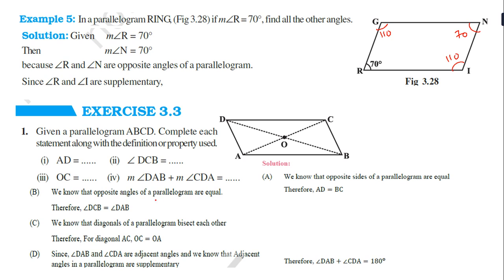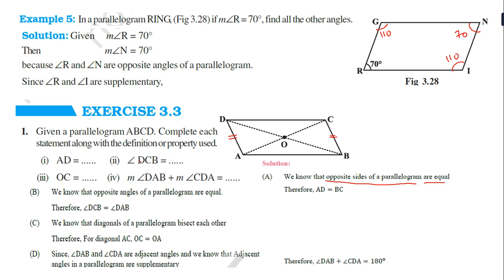Now we go for exercise 3.3. One figure is there. We have to give the answer. Given parallelogram ABCD, complete each statement along with the definition or property used. So first, AD. So AD is equal to what? We can say BC. Why? We know that opposite sides of a parallelogram are equal. So here we use this property.